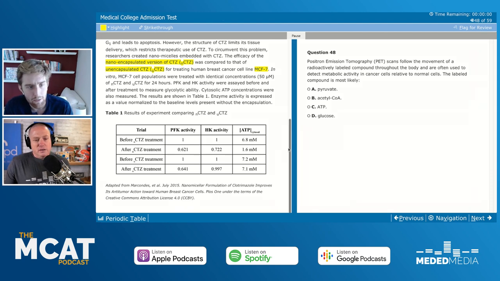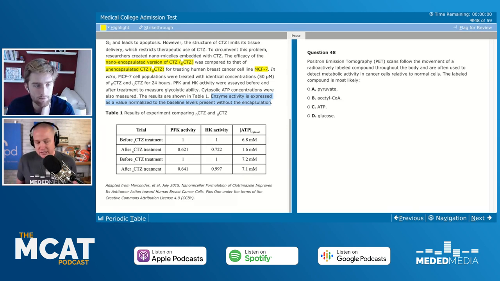Ooh, what do you think our key takeaway from this table would be? It's a lot of numbers. It is a lot of numbers. So I see the important thing is enzyme activity is expressed as a value normalized to the baseline levels. And so I see number one for before. So that makes sense, right? I'm not quite sure why the ATP here is 6.8 compared to 7.2, because those are both before treatment, but I'll kind of ignore that for now.